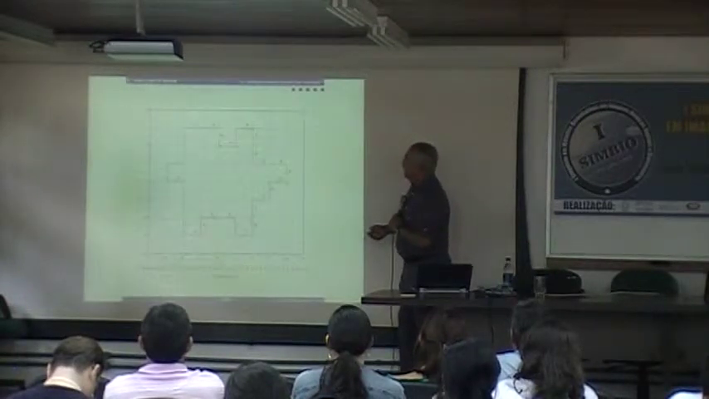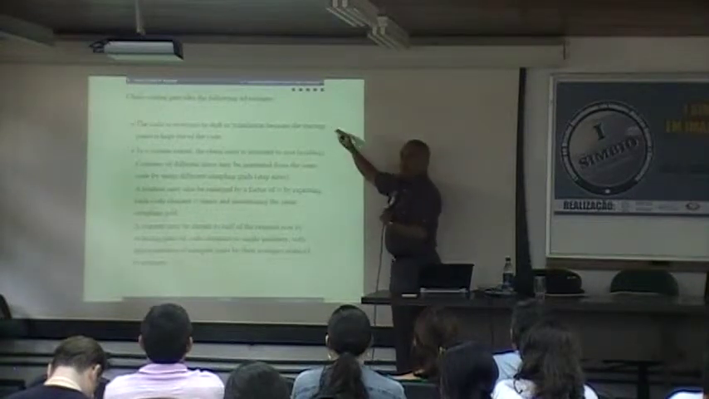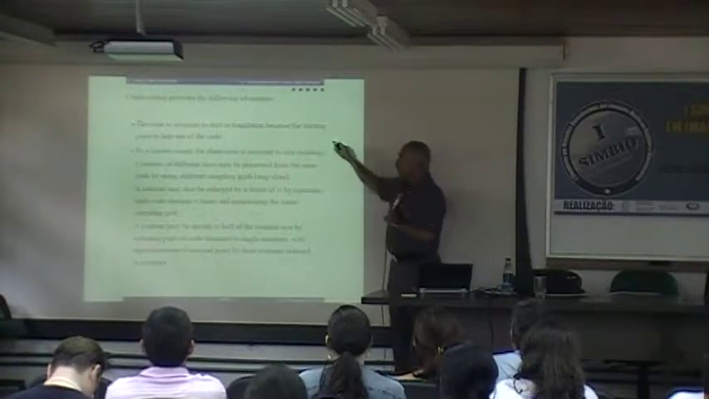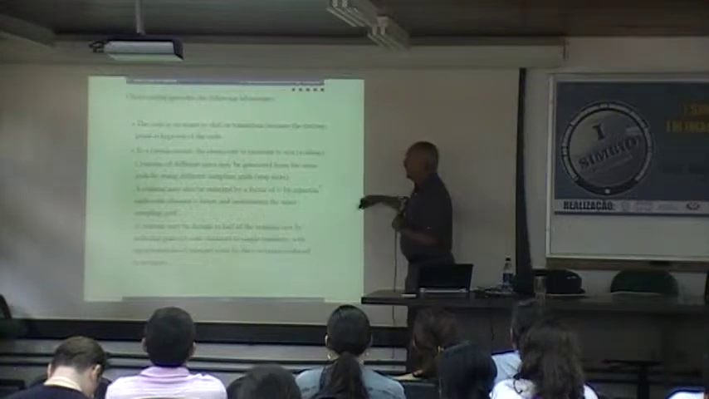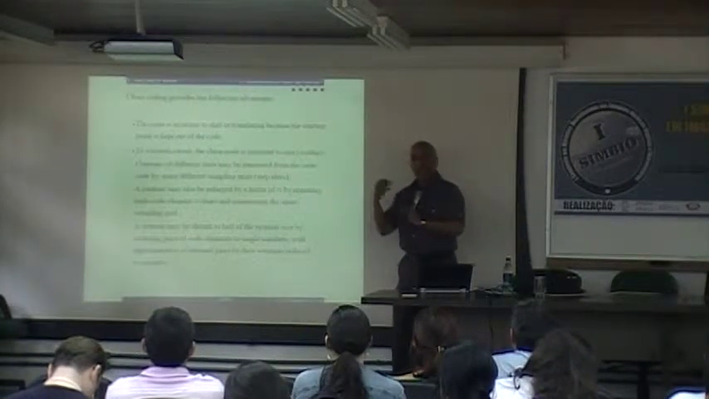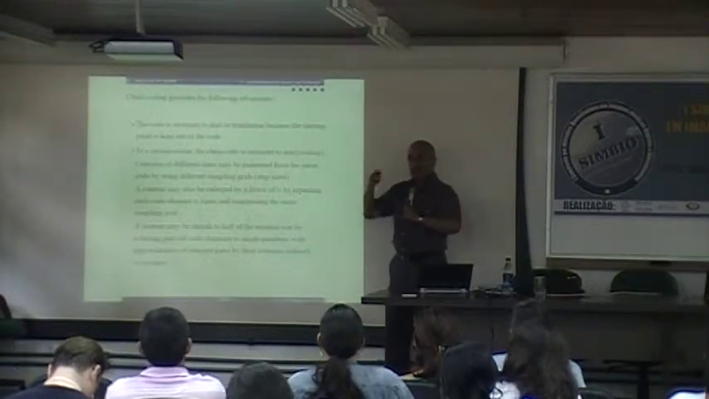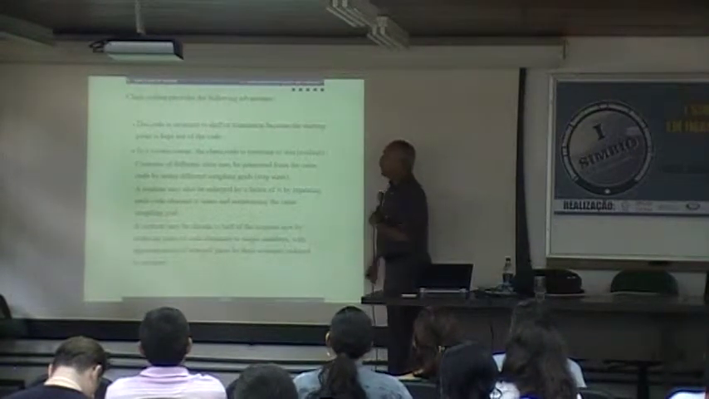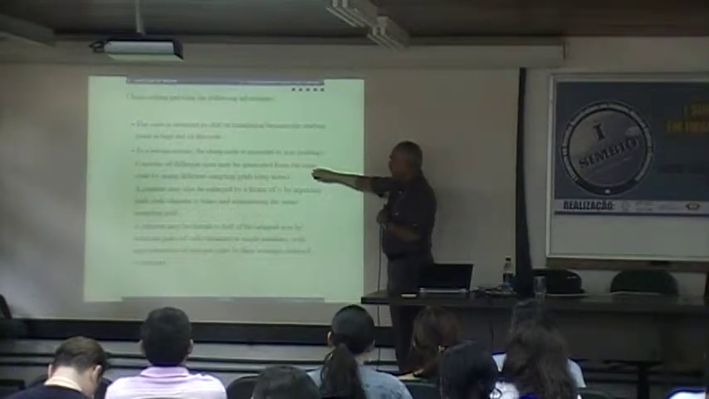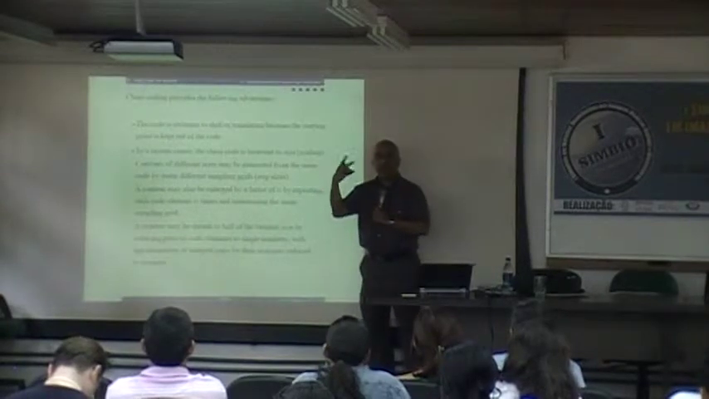So what is the advantage? I will mention a few. The code is invariant to shift or translation because the starting point is kept out of the code. It is almost invariant to size, but you can scale the result, and you can plot the result to different size if you want in a very easy manner. Contours of different sizes may be generated from the same code by using different sampling grid.